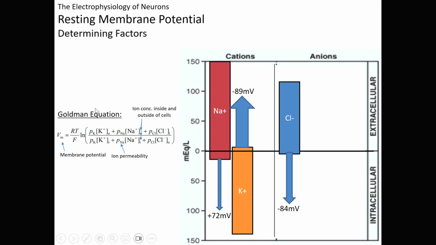Just note here that the way the Goldman equation handles negatively charged ions is you flip the inside and outside concentrations. So you'll notice that for potassium and sodium, the outside concentration is in the numerator, but then it flips for chloride. That's how this equation handles the negative charge of chloride.